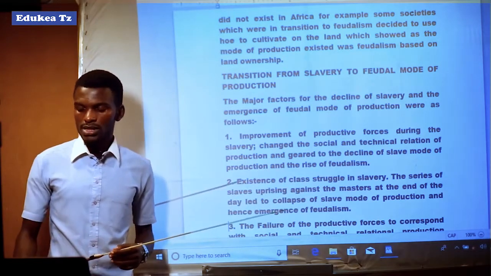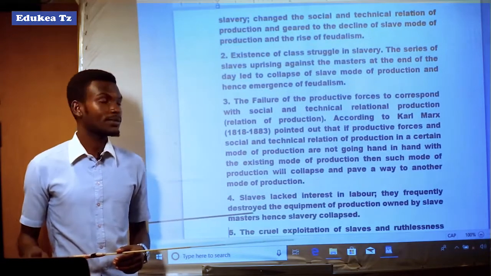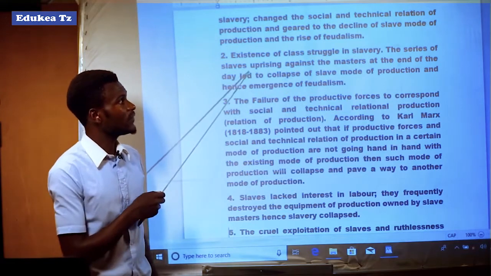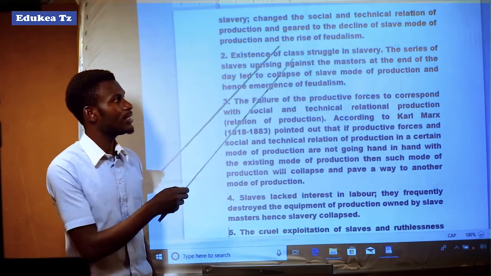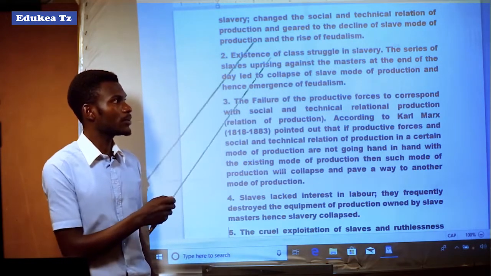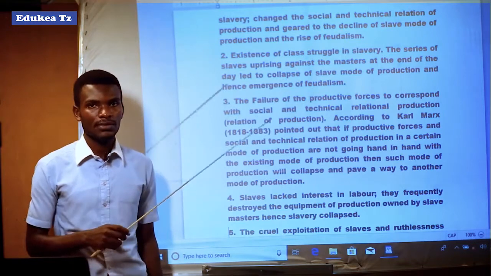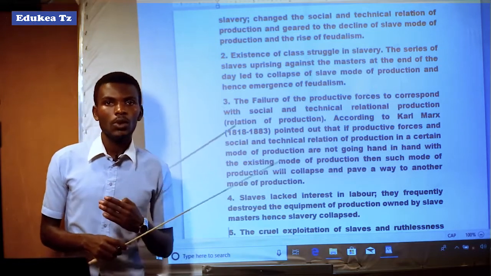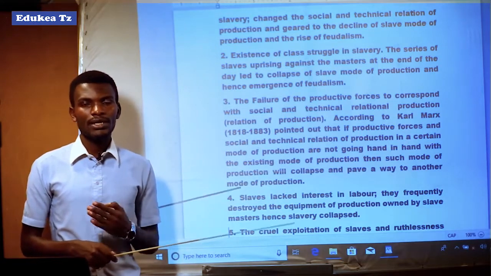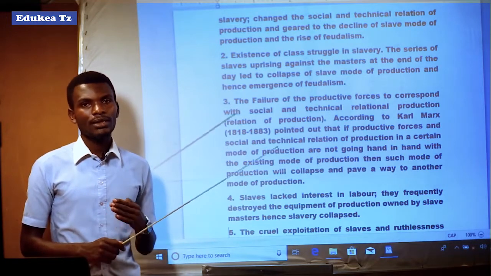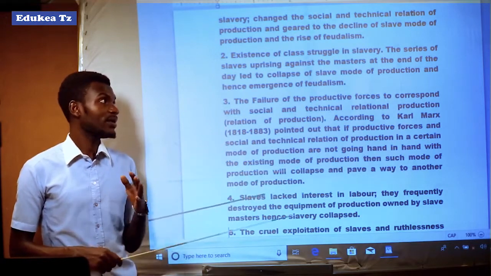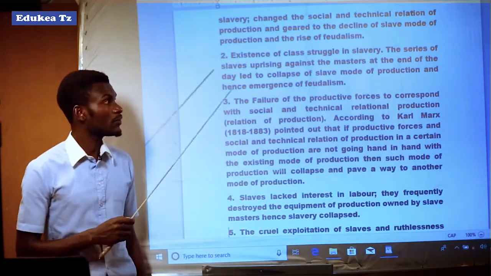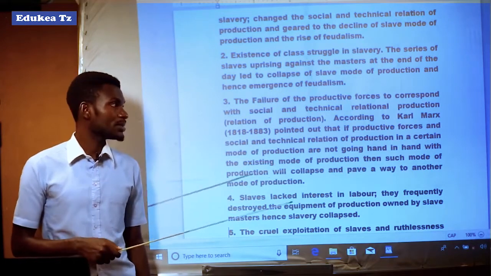It means that there was a series of frequent conflicts between slave masters and the slaves. So the series of slave uprisings against the masters at the end of the day led to the collapse of the slave mode of production and hence the emergence of feudalism. It means that the existence of class struggle led to the decline of slavery, whereby the slaves were against their masters, known as slave masters, and that marked the end of the slave mode of production and the emergence of feudalism.